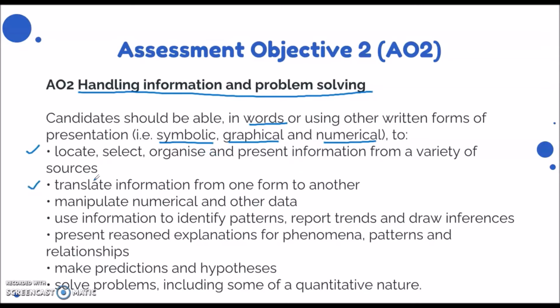Number two, translate information from one form to another. Number three, manipulate numerical and other data. Number four, use information to identify patterns, report trends, and draw inferences. Number five, present reasoned explanations for phenomena, patterns, and relationships. Number six, make predictions and hypotheses. Number seven, the last one, is to solve problems, including some of quantitative nature.